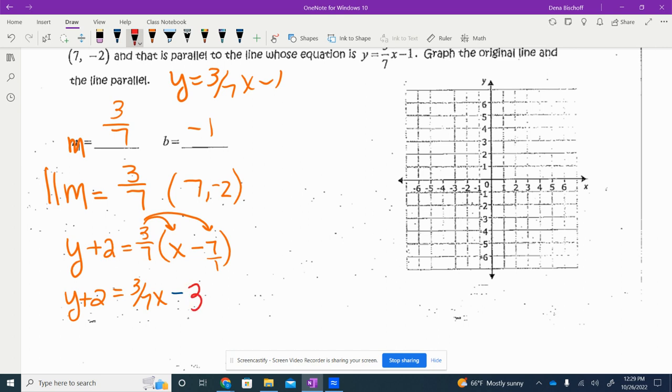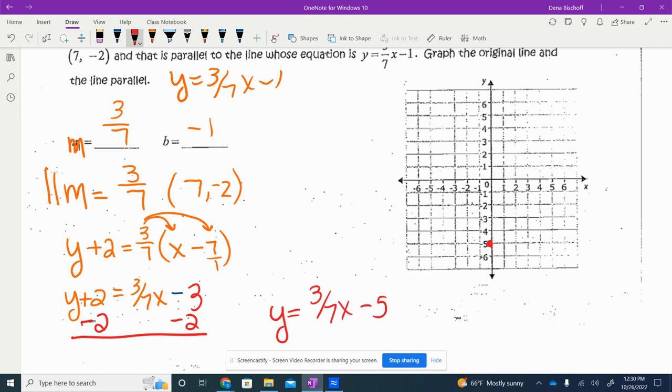So I'm going to graph this equation. Oh, I'm not done yet. What do I have to do next? Got ahead of myself. Yeah, subtract 2 from both sides. So in slope-intercept form, I have y equals 3/7 x minus 5.